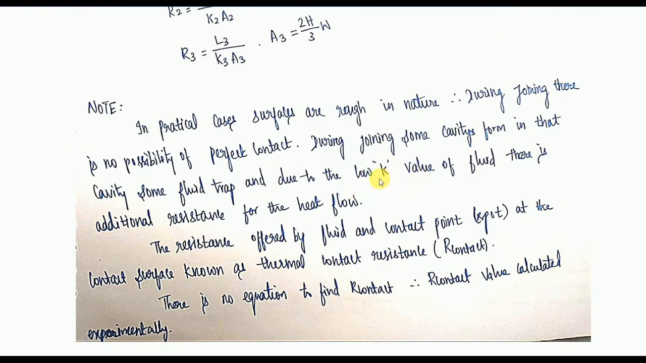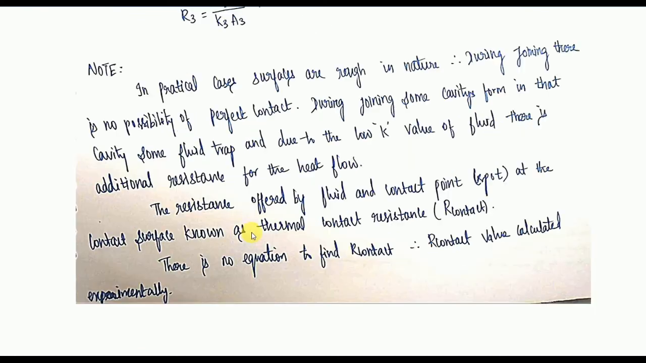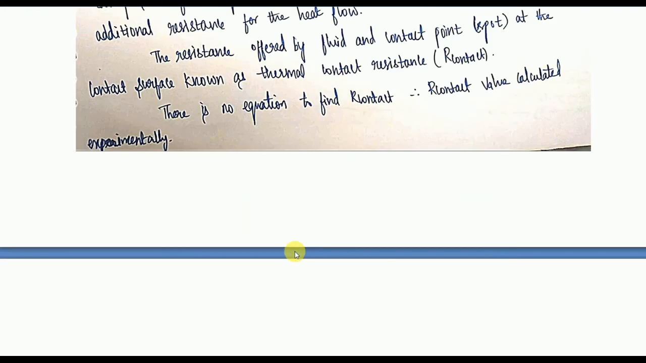And if the K value of the fluid is very low, then resistance is developed. That is why we have seen RF and also R spot. I hope you understand. The resistance offered by the fluid at the contact, that is R spot. The R spot at the contact surface is the thermal contact resistance, that is R contact. And there is no equation to find R contact, because we need to find R contact experimentally, right? So there is no equation. You need not worry about this.